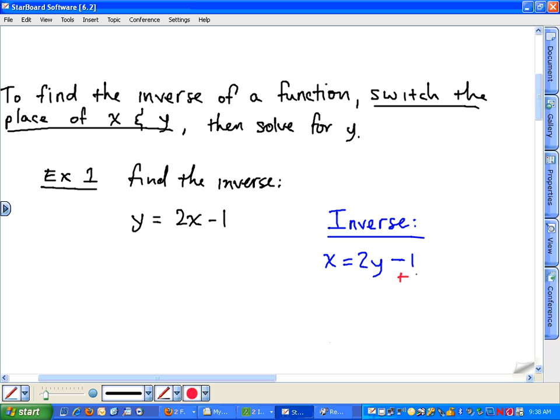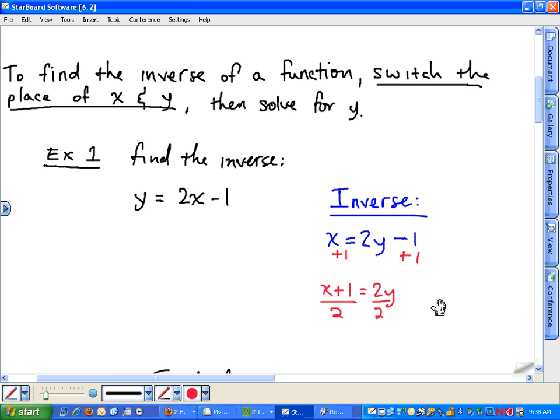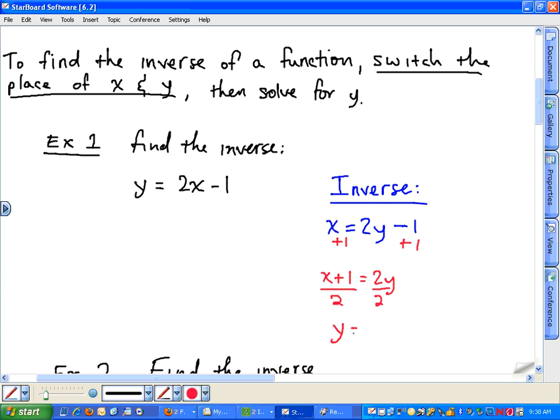So we would add 1 to both sides. That leaves us with x plus 1 equals 2y. And divide by 2. So that's probably a little quicker way to find an inverse. You switch the place of x and y, and then solve for y.